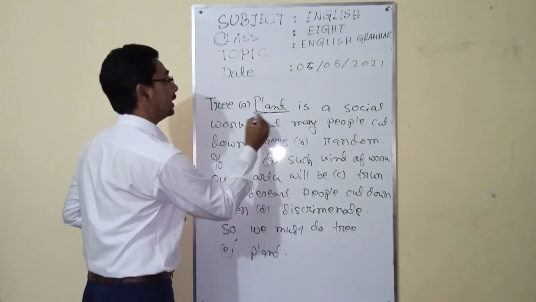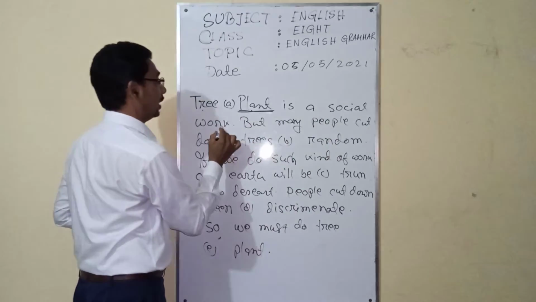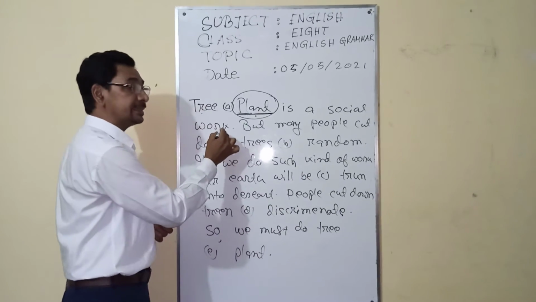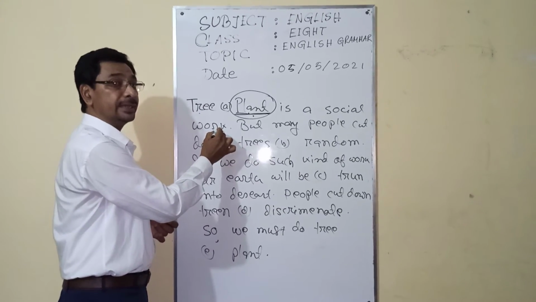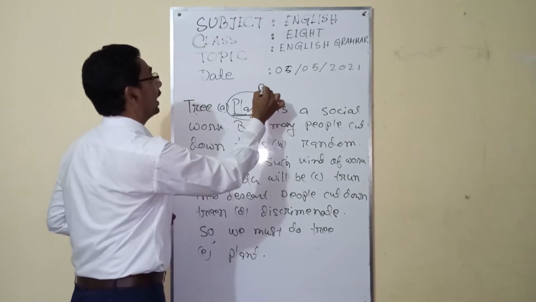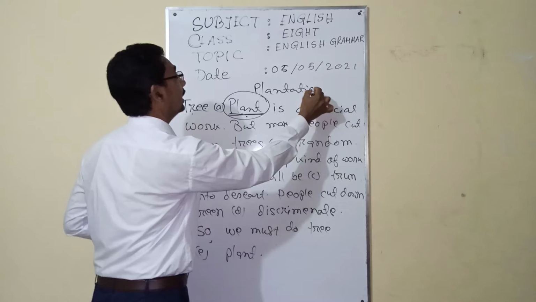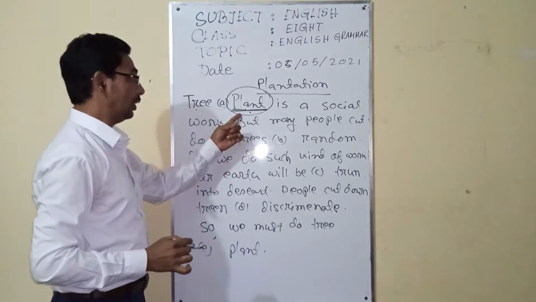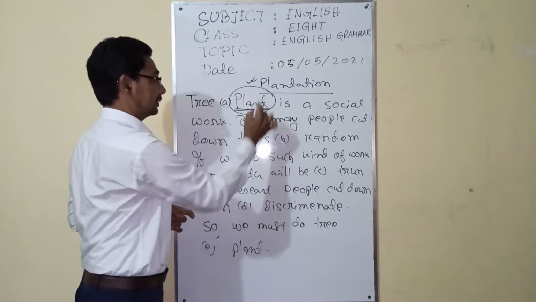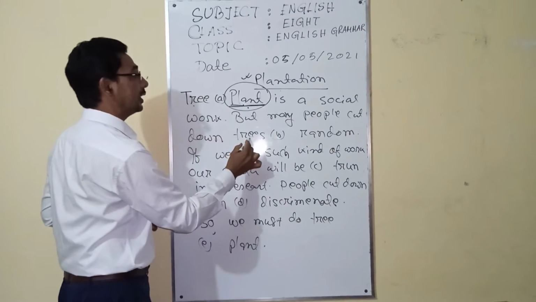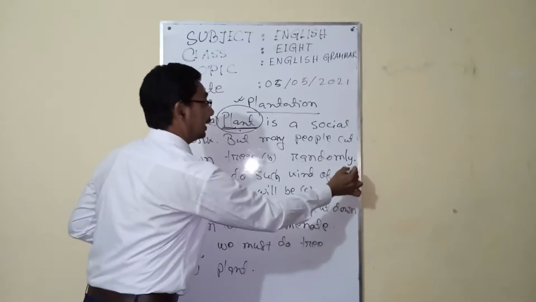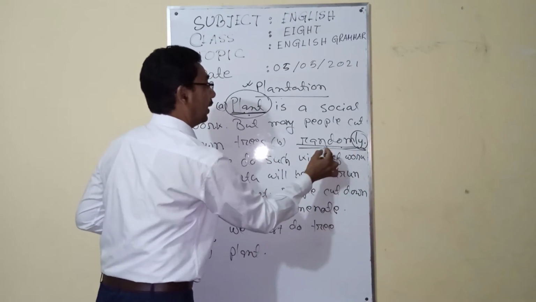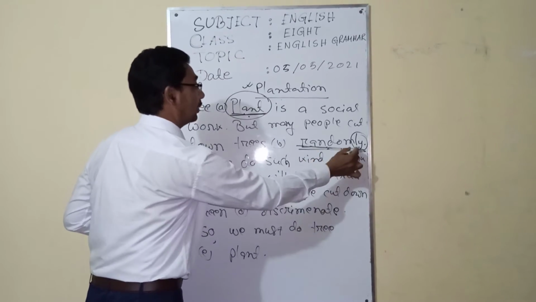Tree plant. Tree plant is a social word, but what will this be? This is an incomplete, meaningless sentence. If I say plantation, tree plantation is a social word. Now this is a meaningful sentence. This is a suffix. But many people cut down trees randomly, and this is also a suffix. I have added ly after the main word, randomly.